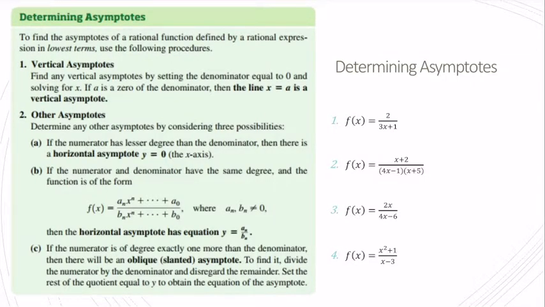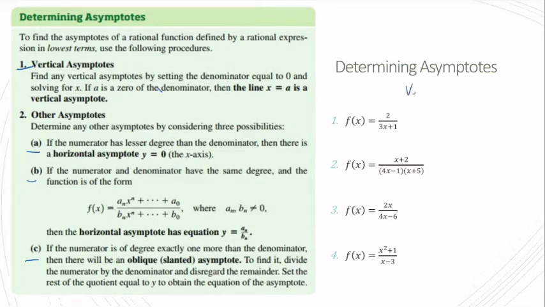So let's go ahead and determine the asymptotes for the four given rational functions. Good morning, everybody. So if I have f of x equals 2 over 3x plus 1, I want to go down the list, first checking for vertical, then horizontal, then oblique if necessary. So first, vertical asymptotes. We find all vertical asymptotes by setting the denominator equal to 0.